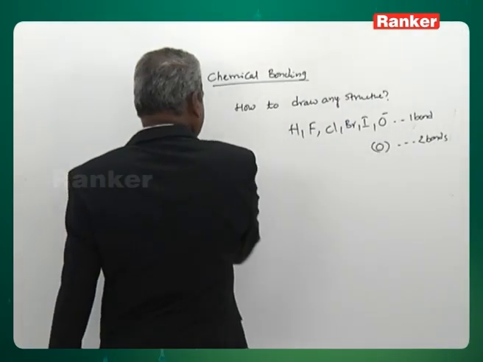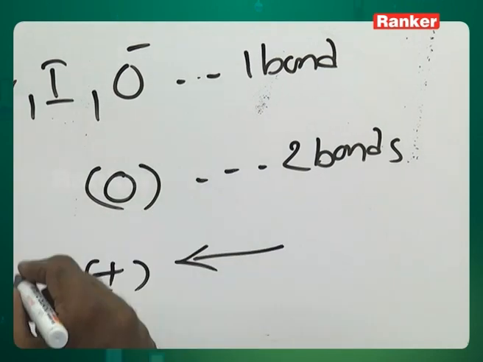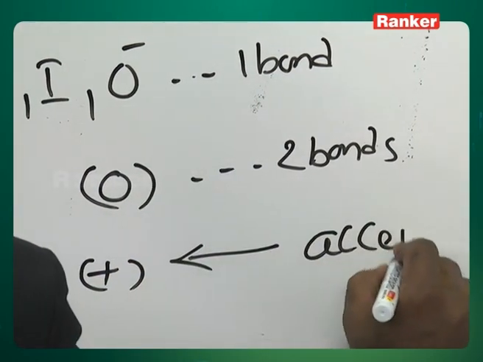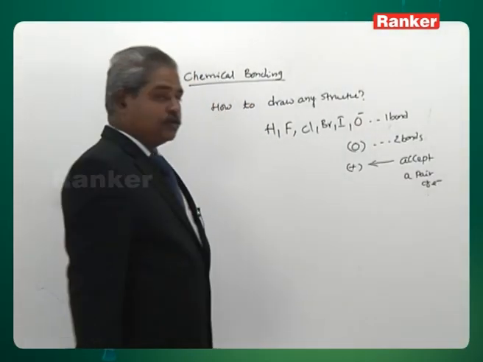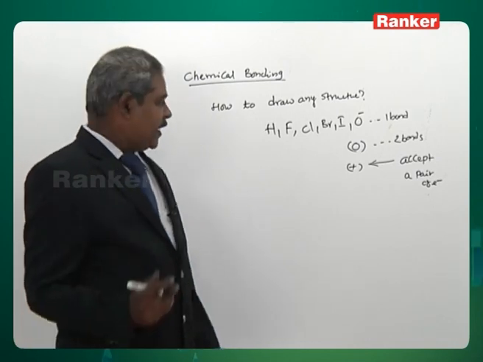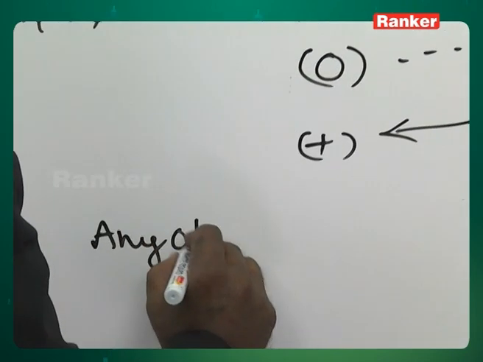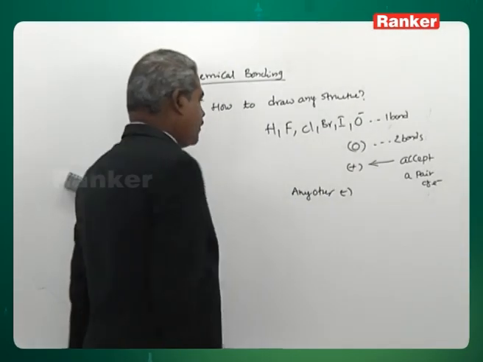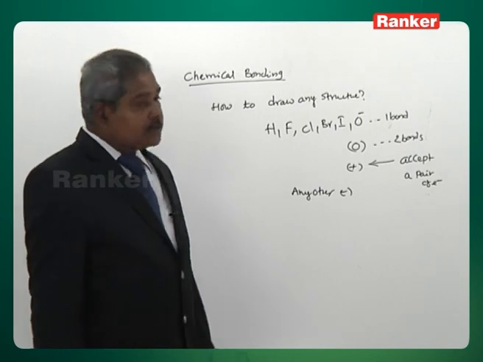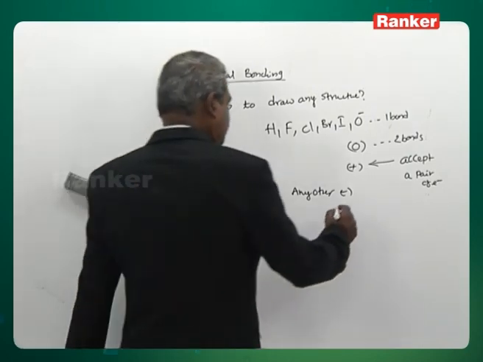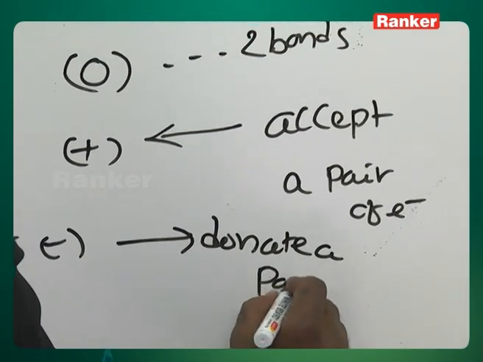And any plus in a group, the role of any plus in a group is to accept a pair of electrons, a lone pair of electrons. If you have a positive species, it accepts a pair of electrons. And any other minus, other than O minus, we have already mentioned what O minus is capable of. O minus can form one bond. Any other minus other than O minus donates a pair of electrons.